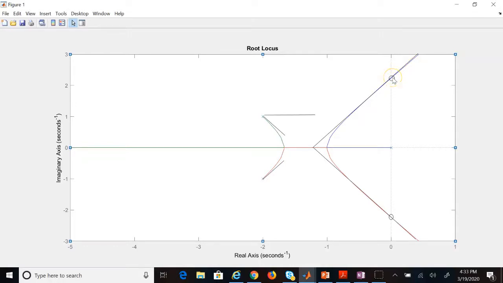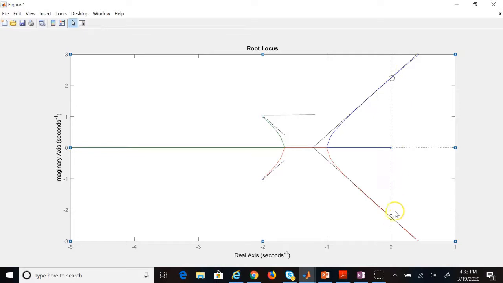The Routh-Hurwitz does not give me the location of the intersection. It only gives me k at that location. But here, I'll show you another way that can give you both the location and the value of k corresponding to that. And you might wonder, how do I do that? Well, what do you think?